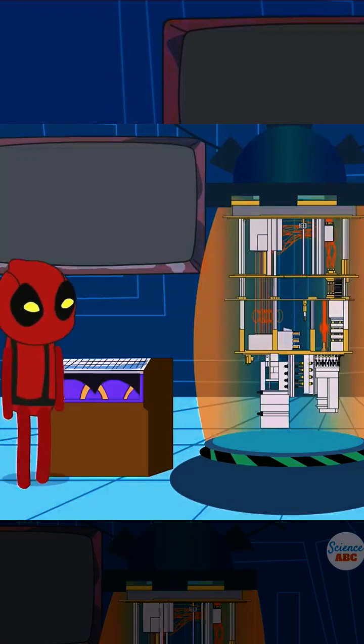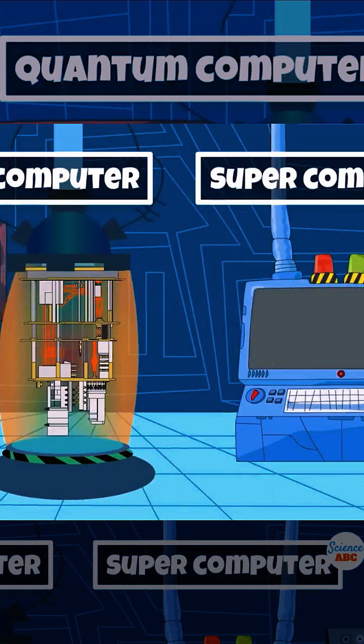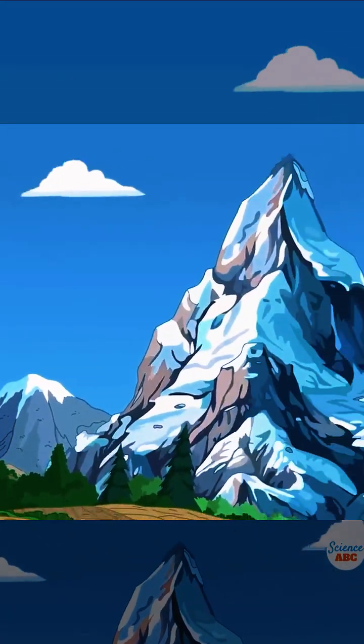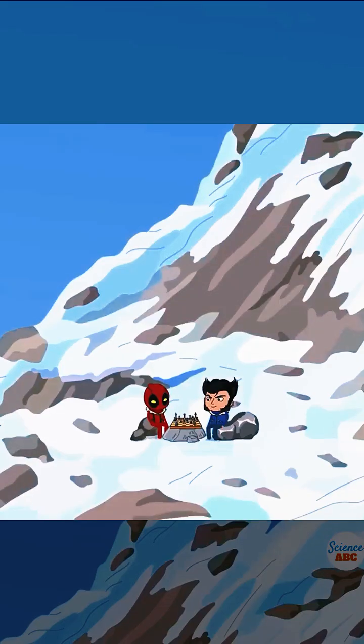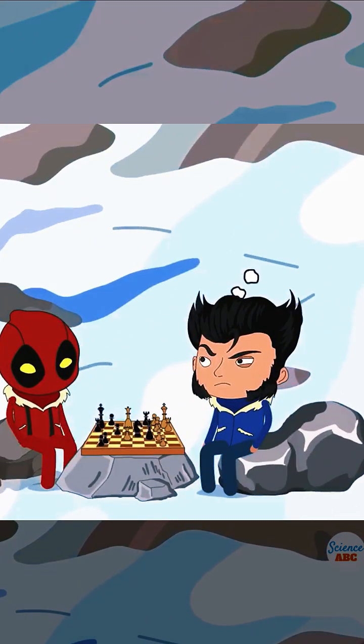A quantum computer is an advanced computer that uses the principles of quantum mechanics to perform calculations at speeds unattainable by even the top supercomputers of the modern world. To understand how a quantum computer works, imagine that you're playing a game of chess and want to predict all the possible moves your opponent might make.